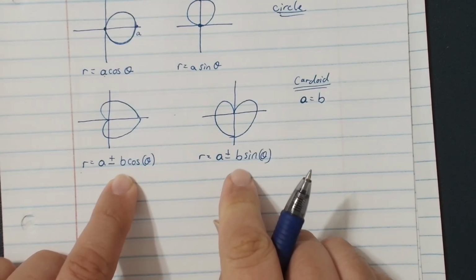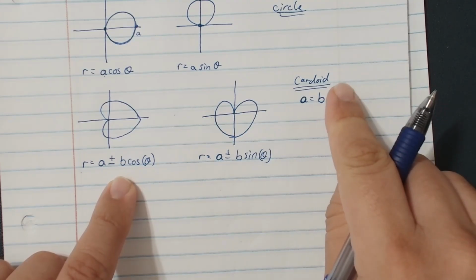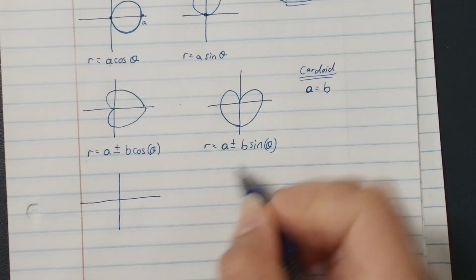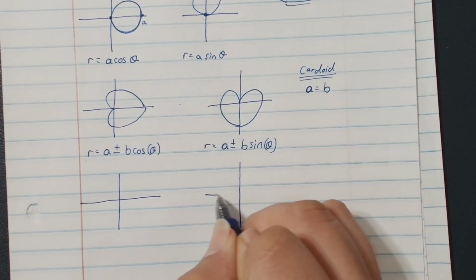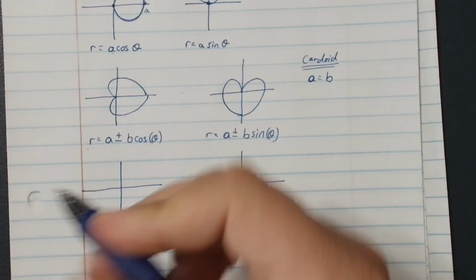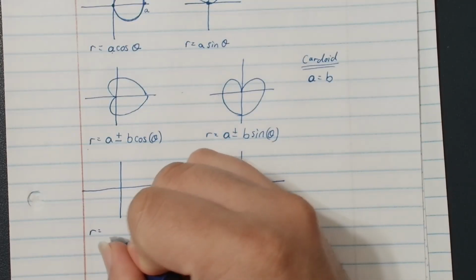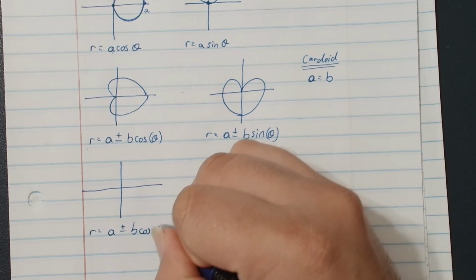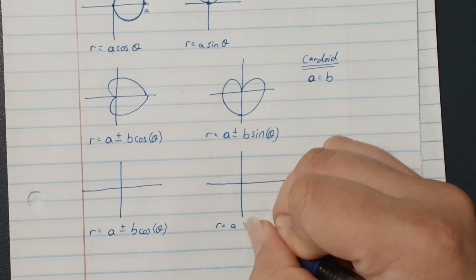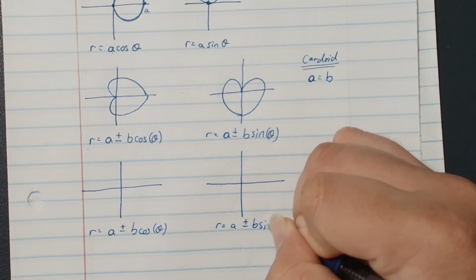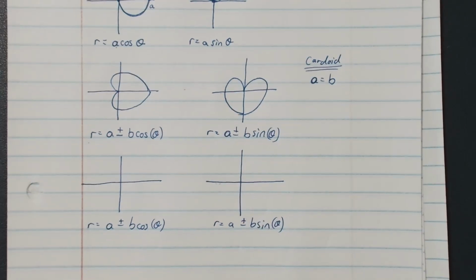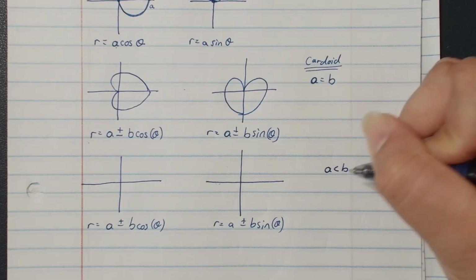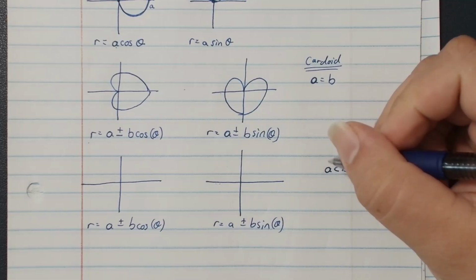You say, well, what if they're not the same number? Then we get a slightly modified cardioid. So that's going to be our next one here. It's going to be almost exactly the same thing. The graph will look almost exactly the same. In fact, the equation is exactly the same, like this. Except now, we want our A to be less than B. Then we end up with what's called an inner loop limaçon.